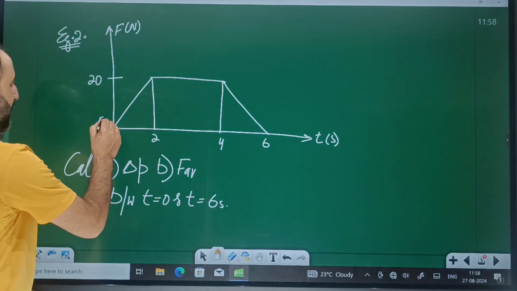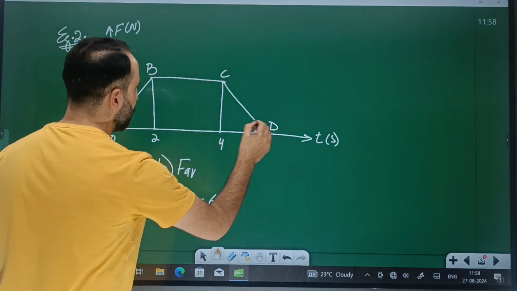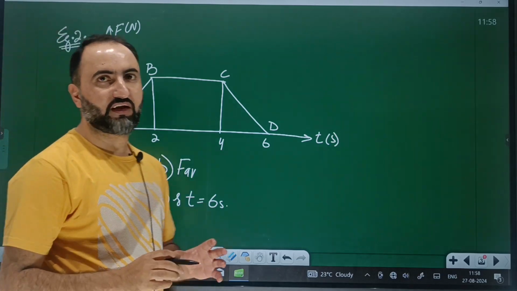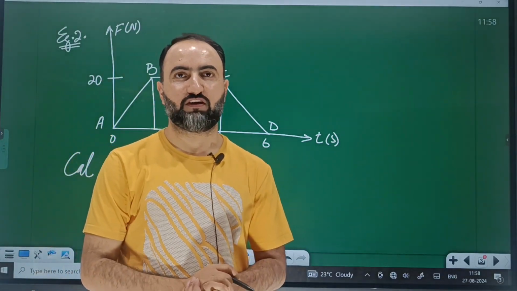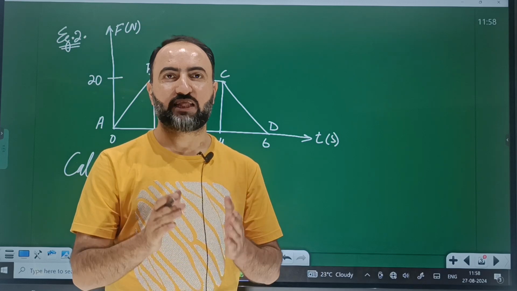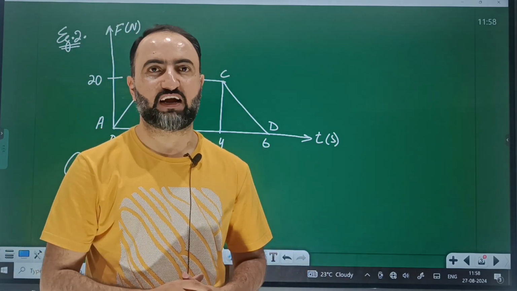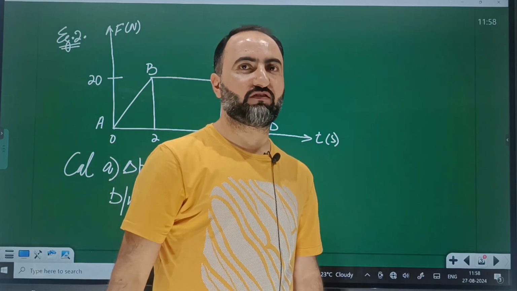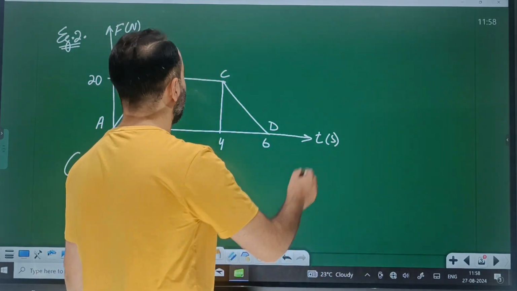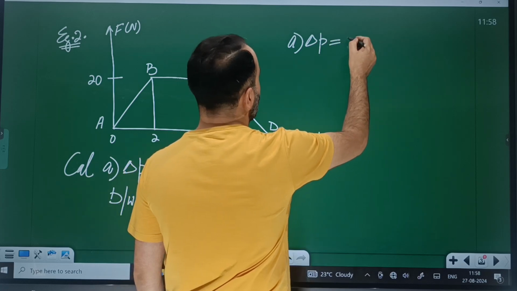This is A B C D. Now what is this figure? It is simply a trapezium. You should know the area of a trapezium is equal to 1/2 the sum of parallel sides multiplied by the perpendicular distance. So simple, it's like this. So A part, that we have to calculate, delta p or the impulse, we can easily calculate it. What is it?